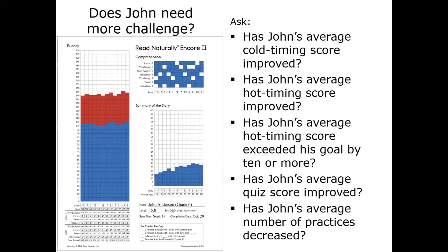Inaccuracy cannot be tolerated. So if you picked this data apart on John, what you would find is that he's making almost no progress. He's making tiny bits of progress, but not a lot. From a technical standpoint, he made a little bit of progress on his cold timing, a little bit of progress on his hot timing, which is technically 2, but he's making too many errors to pass on his first attempt.